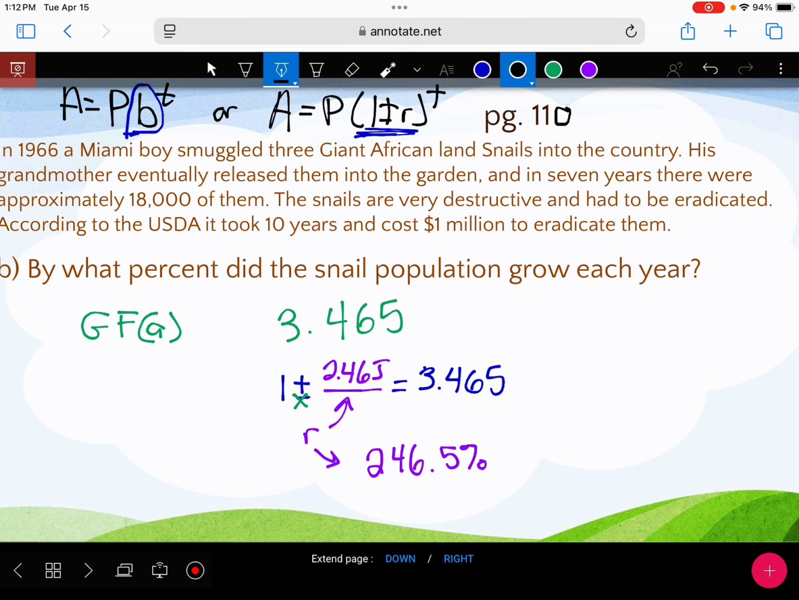So you can set this up as an equation. I want to know when this guy equals that guy. When those two things equal. I want to know when our 3.465 equals our 1 plus R. Solve it. Get to an R equals 3.465 minus 1. That gets the same thing. So our rate for how it's growing is 246% every year.